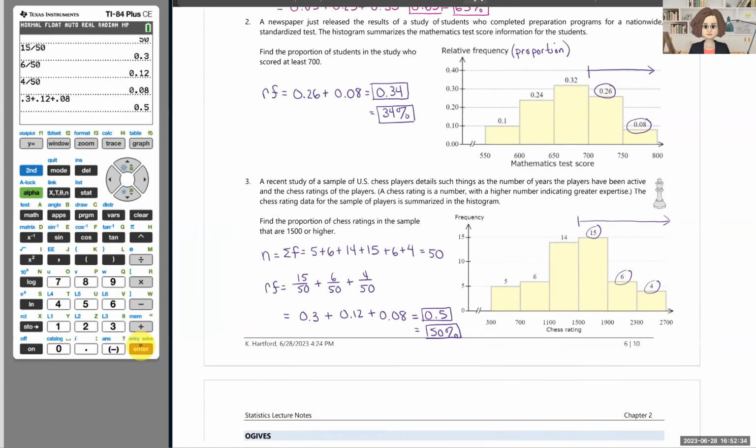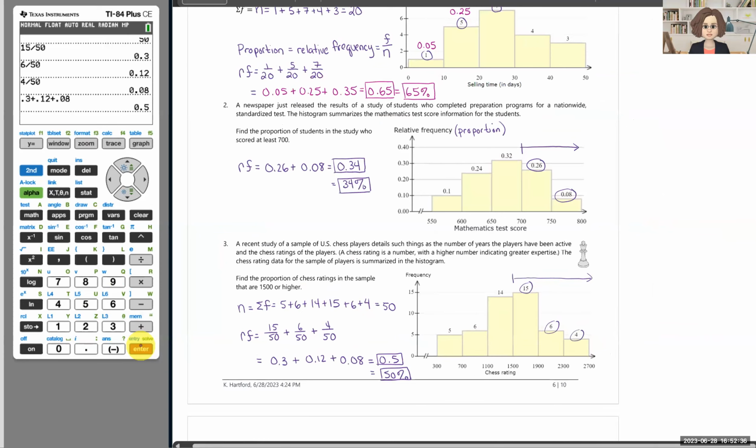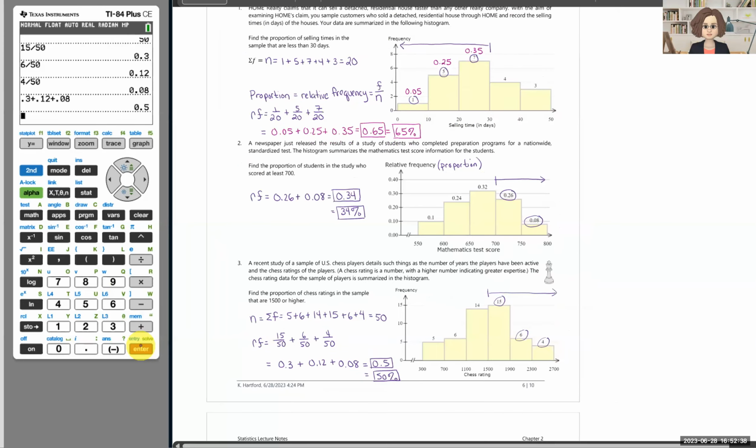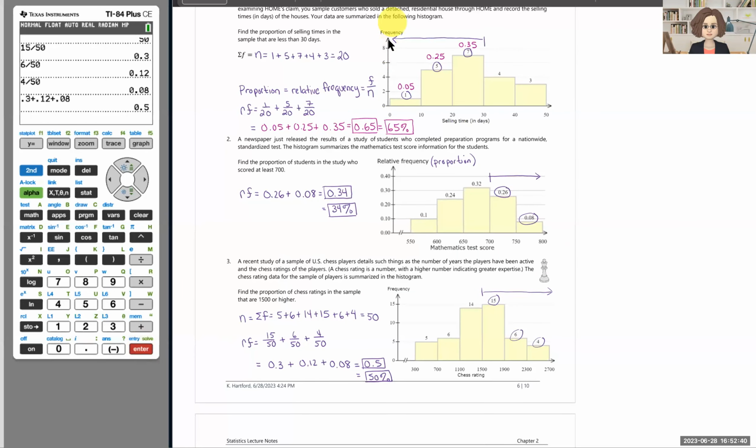All right, so for any histogram that you get that you're asked about proportion, pay attention to your y-axis, and that will instruct you on how to move forward.